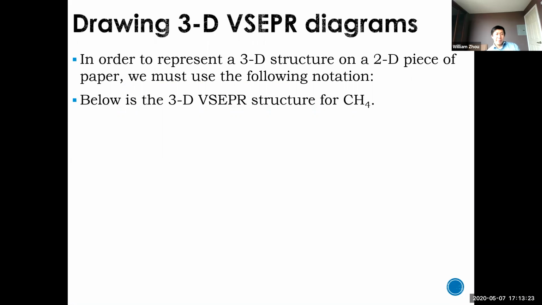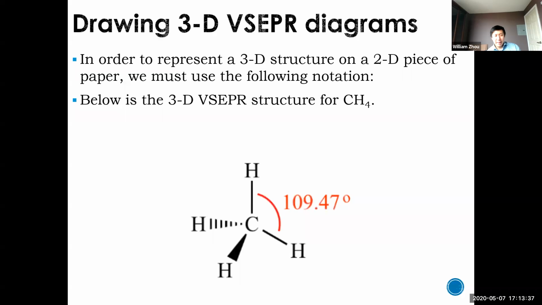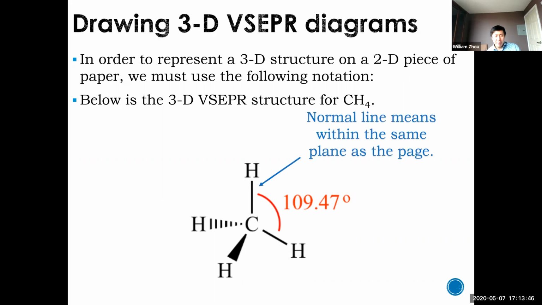So how do you draw a VSEPR diagram? It's really difficult to represent a 3D structure on a 2D paper, so we have to come up with a notation in order to represent 3 dimensions. So here is the VSEPR structure for methane. This is called a Fischer projection. The line that is just a normal solid line means that bond is embedded within the same plane as the page.